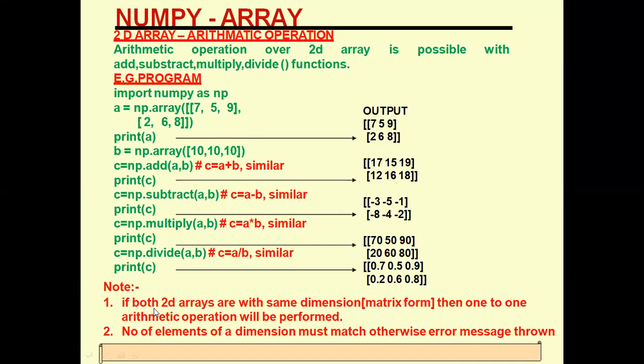See here, if both 2D arrays have the same dimension, then one-to-one arithmetic operation will be performed. Same here: if I am giving a 2D and a 1D, this is a 2D, it is a 1D. So when I am using a 1D with a 2D, these 1D values will be added to all the elements of the 2D with all the arithmetic operators. The dimension of the elements must match, otherwise an error message is shown.